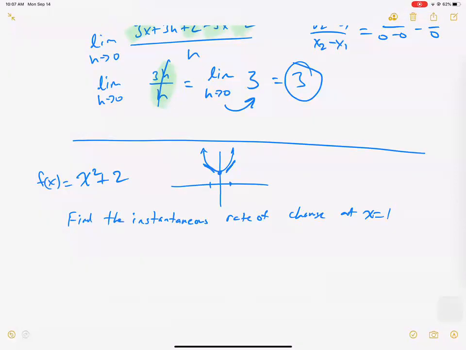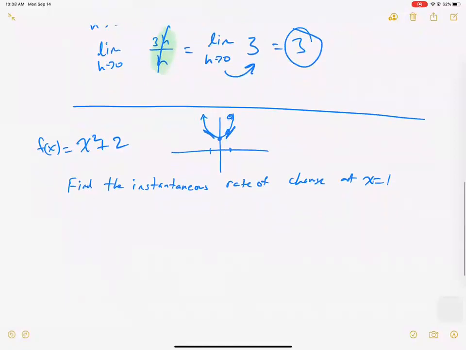Now, if we tried to plug in 2 points, I pick 1 and another number, this slope does not reflect the slope of that point. So our goal is to get the 2 points so close together, still using that slope equation, that h is 0. How far are they apart away from each other?